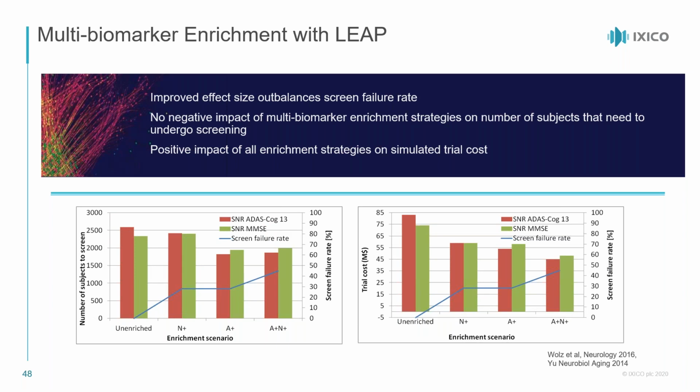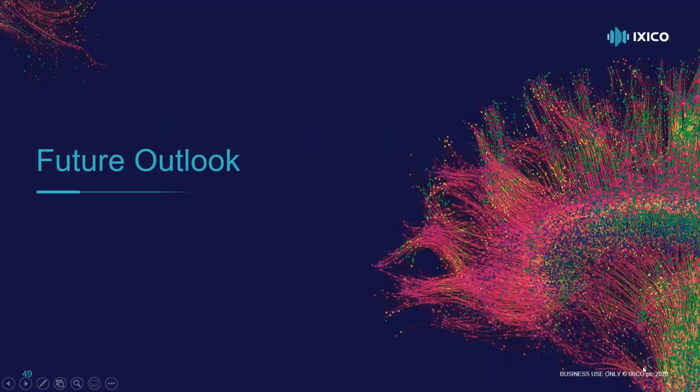However, due to the increased power of this enriched population, you wouldn't necessarily need to screen more subjects to power your clinical trial, as shown on the left. And in fact, you would enroll fewer patients in a longitudinal trial, and therefore, over the course of 2 years, your trial costs would be significantly reduced compared to screening on amyloid positivity alone. And again, further details can be found in the papers cited in the corner.